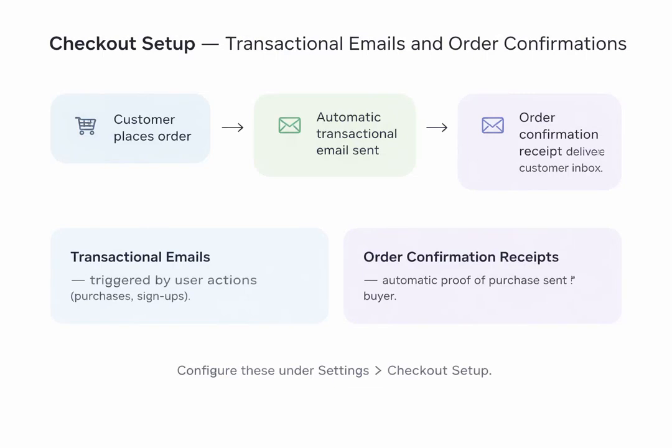There's also a checkout setup section in the settings, and this is specifically relevant if you're selling products or services. This is where you configure transactional emails that are automatically triggered by a user action. The most common example is an order confirmation receipt. When someone makes a purchase, they automatically receive a confirmation email. The instructor references this as something covered in the email marketing section previously. You set it up once, and from that point on, every transaction automatically generates a professional confirmation email to the buyer. No manual work required.